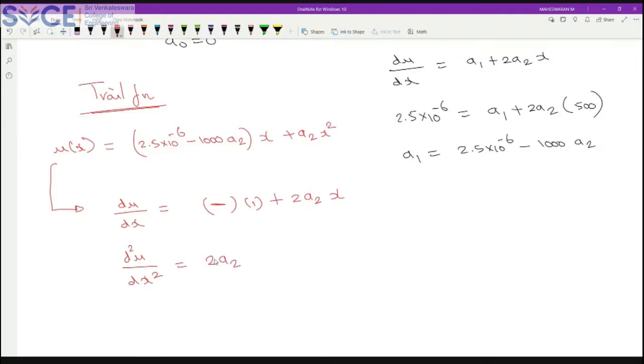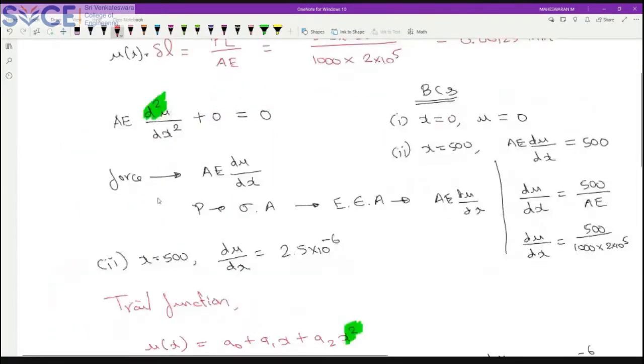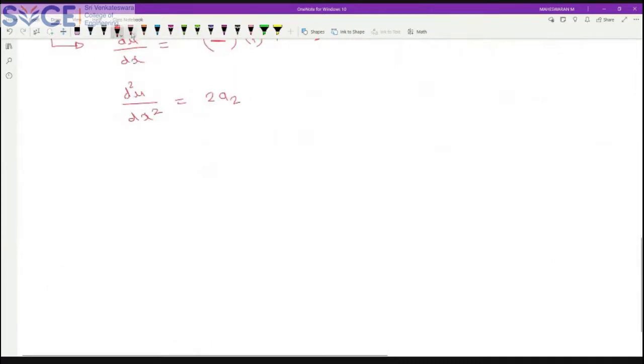So this I have to substitute in my differential equation. What is my differential equation? My differential equation is AE d square u by dx square, which is 2AE a2, is not equal to 0. Because when I substitute it, I will say that it is not equal to 0. So I will call this R of x. My aim is to identify what this a2 value is. Once you achieve this a2 value, then I can say that will be your solution.